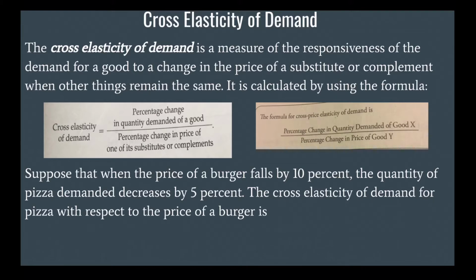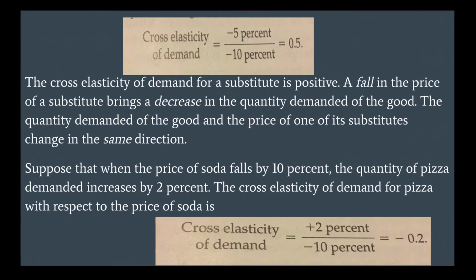Suppose that when the price of a burger falls by 10%, the quantity of pizza demanded decreases by 5%. The cross-elasticity of demand for pizza with respect to the price of a burger is 0.5. The cross-elasticity of demand for a substitute is positive. It means a fall in the price of a substitute brings a decrease in the quantity demanded of the good. The quantity demanded of the good and the price of one of its substitutes change in the same direction.